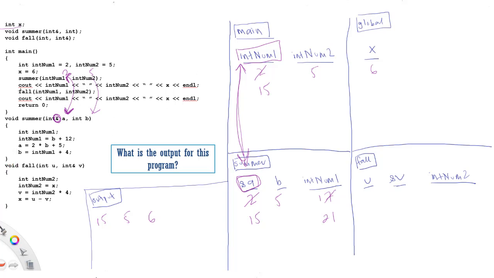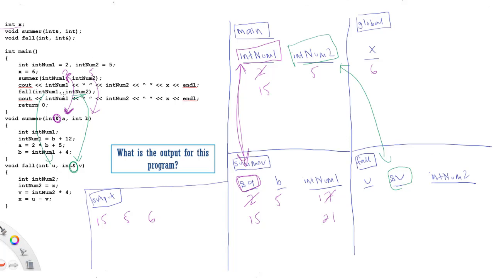So then after this cout, it moves on to the next function. We have a function call, and it's calling fall. So fall int num1, int num2. Again, int num1 will give to u, int num2 will give to v. But take a look here, v is a reference parameter, meaning that it relates to int num2. So int num2 will be affected if v is updated.